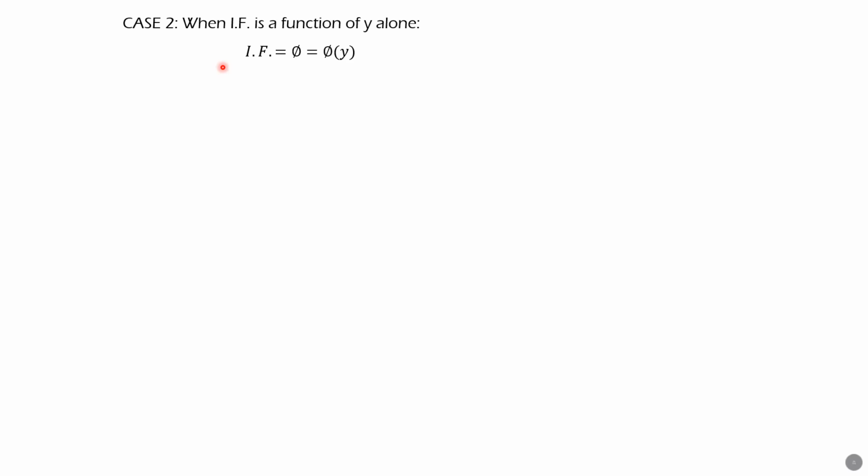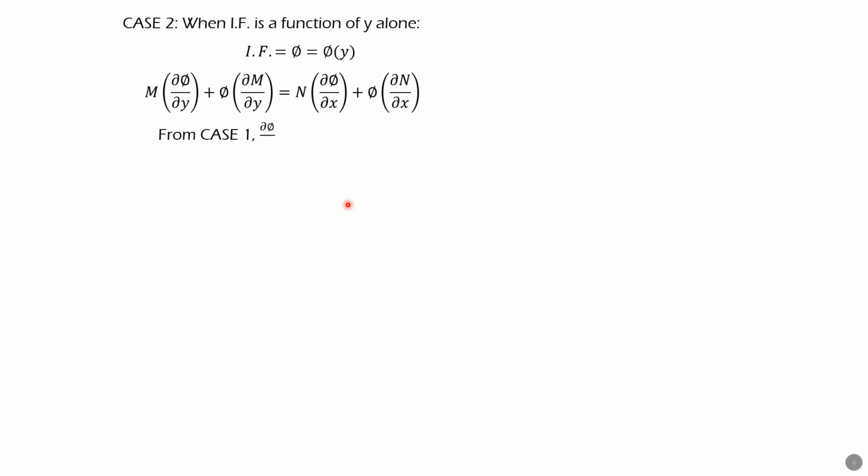So going back to the expansion we made earlier, the partial derivative of m times p with respect to y equals the partial derivative of n times p with respect to x. This was the expansion. And this time, the partial derivative of p with respect to x is 0 because p is a function of y alone. So there's no expression which is in terms of x.